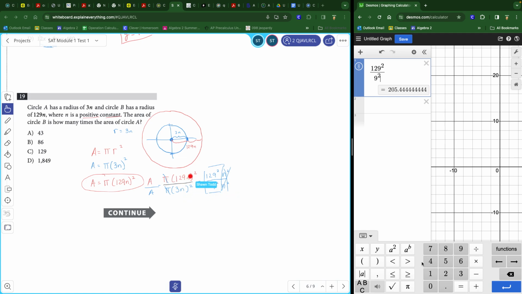So 129 squared is 129 squared. I haven't squared it. But here, 3 squared is 9. I've already squared my 3. So I can erase that little 2. I didn't square my 9, rather. I squared my 3. When I squared my 3, I got 9. There we go. And so now I'm just going to get rid of this little 2 up here. There we go. 129 squared divided by 9, and I get 1,849. 1,849 times bigger. So there we go.